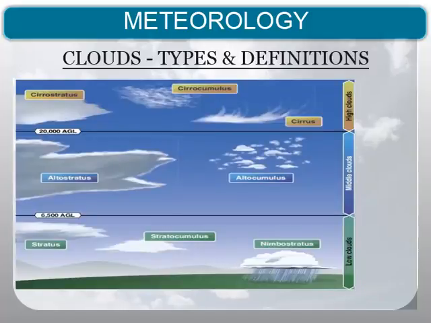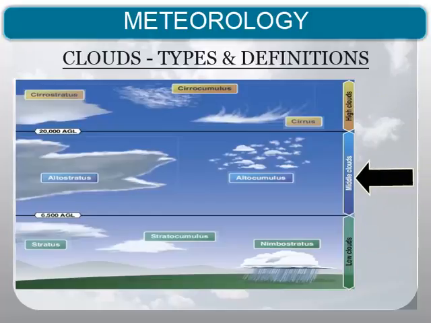The high cloud group consists of cirrus, cirrocumulus, and cirrostratus clouds. The base of these clouds starts at 20,000 feet above ground level or higher. Cirrus clouds may indicate approaching changes in the weather.